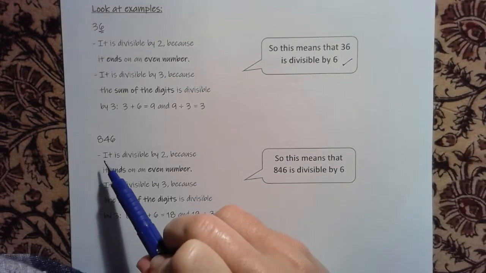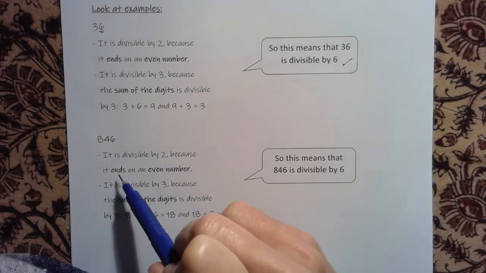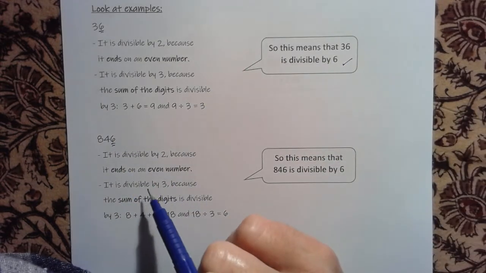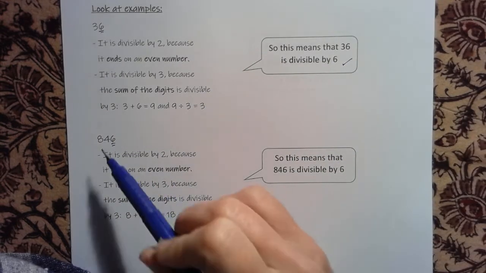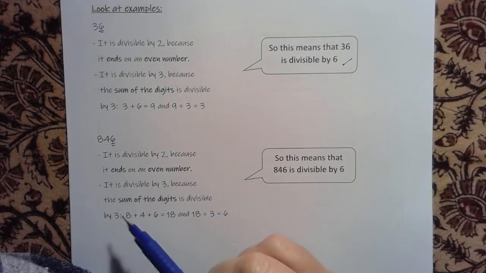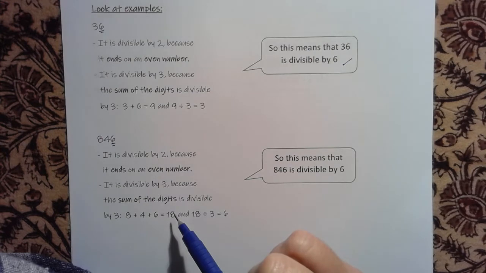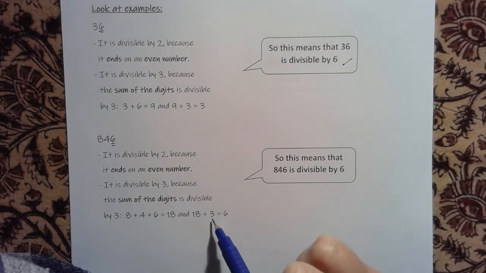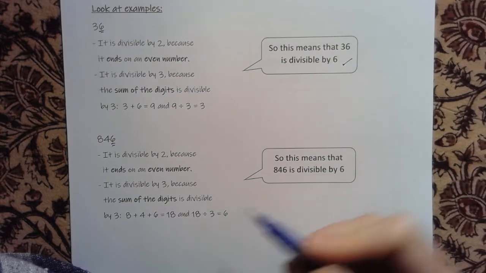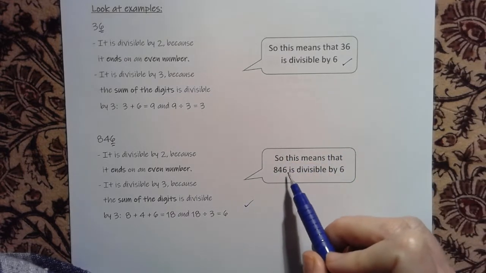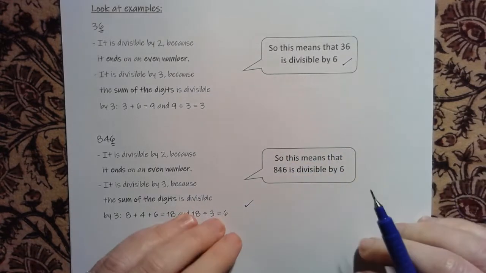846. It is divisible by 2 because it ends on an even number. It ends on 6. It is divisible by 3. How do we test that? You take the digits, add them together. 8 plus 4 plus 6. You get 18. What must I do now? I must divide it by 3 to know. So 18 divided by 3 is 6. So that means that 846 is divisible by 6.